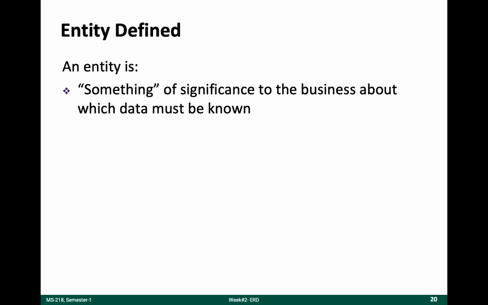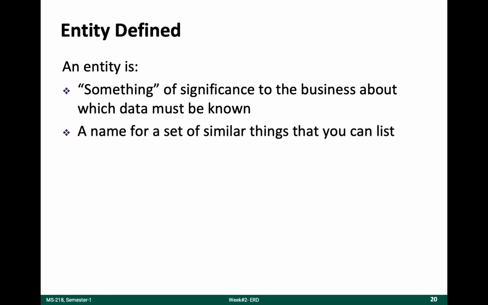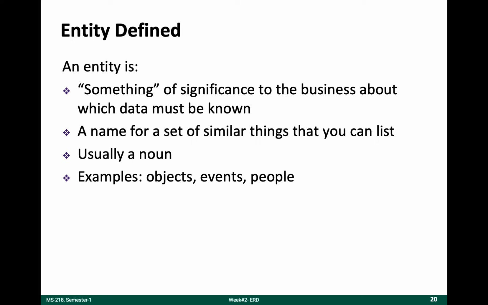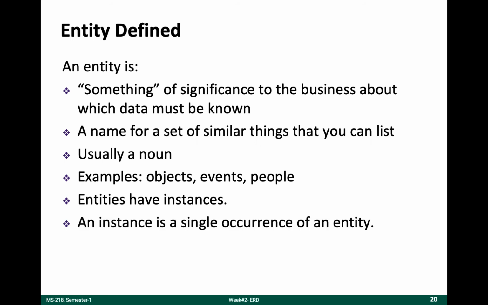So an entity is something of significance to the business about which data must be known. A name for a set of similar things that you can list, usually a noun. Okay, so we use a noun word to define some entity. Examples: objects, events, people, right? Entities have instances. Okay, an instance is a single occurrence of an entity. You can differentiate between object and instance, right? Student is an entity, and obviously a specific one person is an instance of that student. Okay, right?